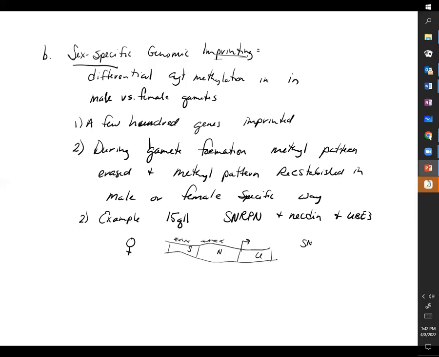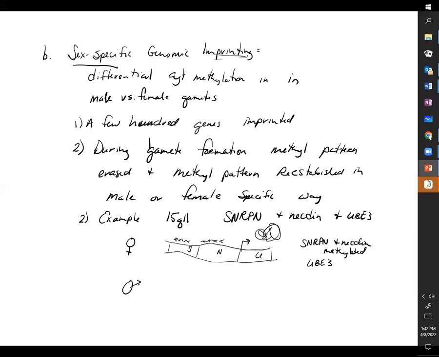So in the maternal chromosome, SNRPN and necdin are heavily methylated, meaning they're not transcribed. UBE3A is not methylated. That means that all the UBE3A that's derived in human cells is derived from the maternal chromosome.